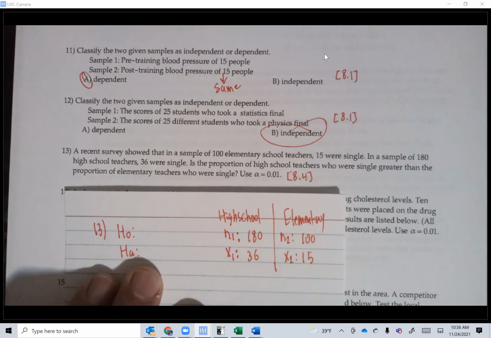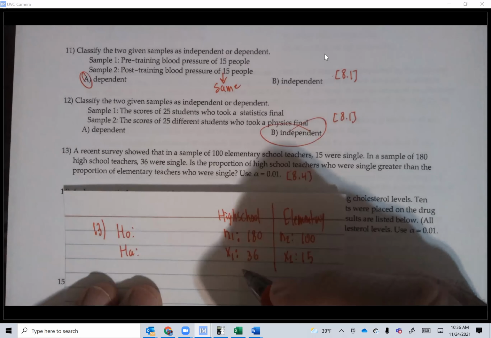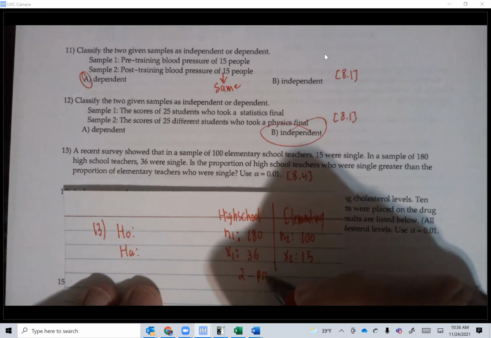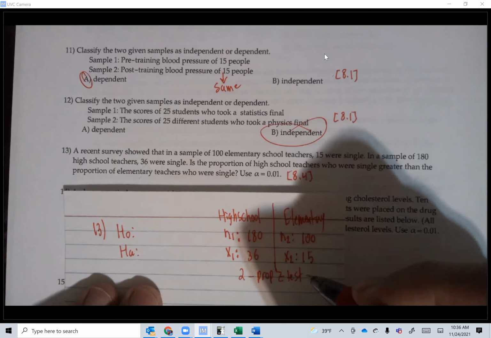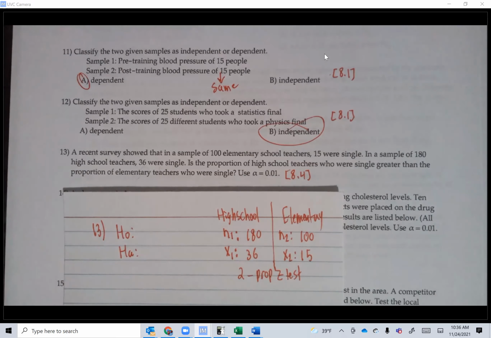Okay, we do a two proportion z-test. It can't be one proportion, guys. We have two sets here, so you have to have two proportions. Okay, and let's run the test. What is alpha here? 0.01.